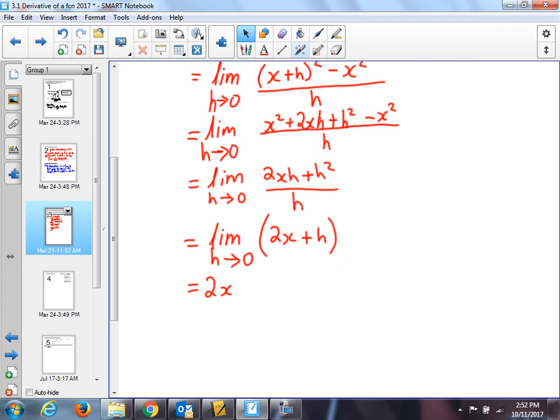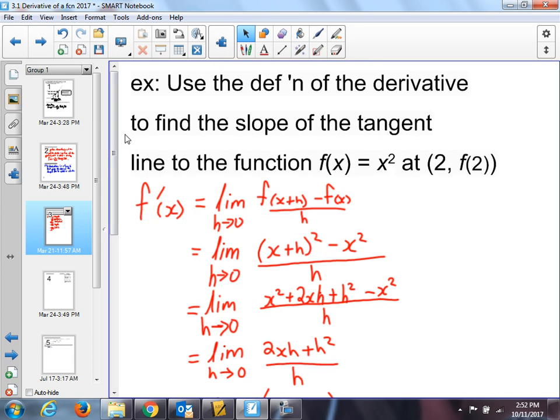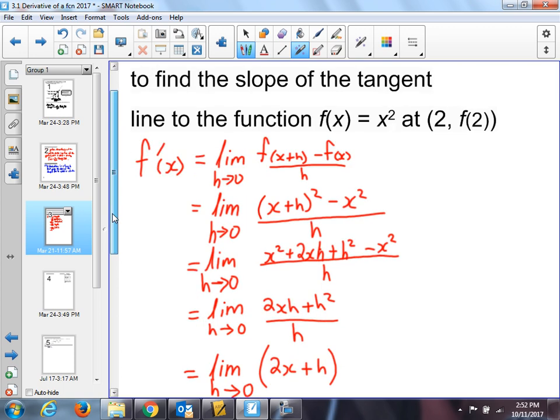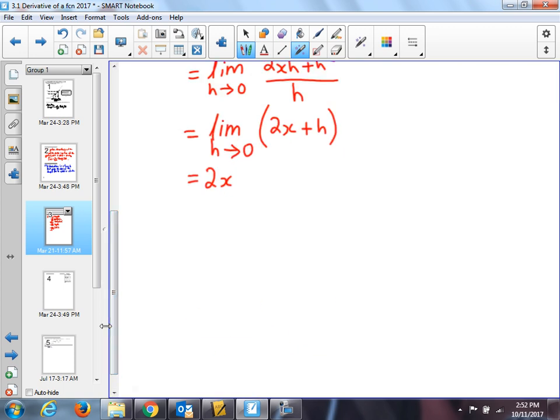Now, it's the same amount of work as when you use the 2 plus h method, right? However, now we found the derivative, a formula that gives you the slope of the tangent line at any point. So if I was wondering, at 2, use the definition of the derivative to find the slope of the tangent line. At 2, 2 times 2 is 4. But now I could do a bunch of them quickly. At 10, 2 times 10 is 20. At negative 5, negative 10. You follow me? You now have a formula that gives you the slope of the tangent line at any point.